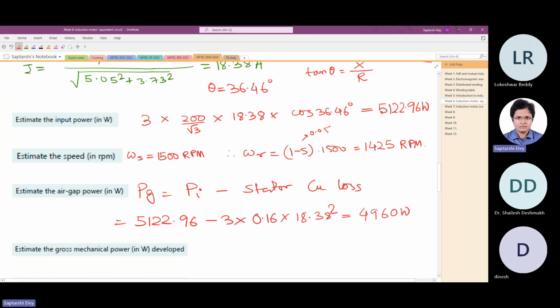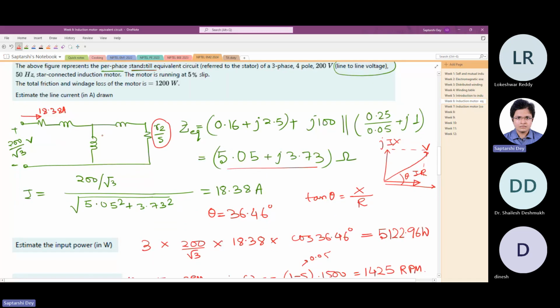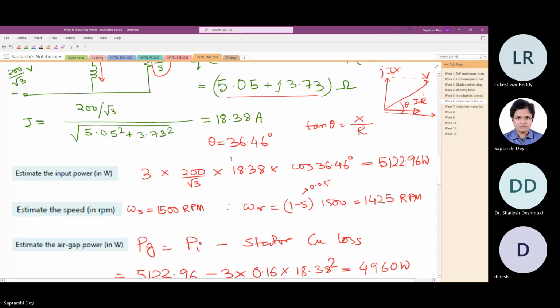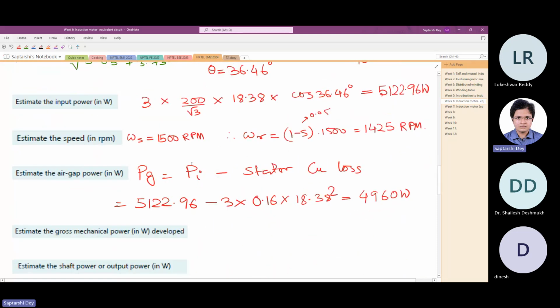The other way is to solve the circuit even more and find out the branch currents, how much current is flowing here, how much is flowing here, then find out the rotor losses and all. But this is easier, much easier. Okay.